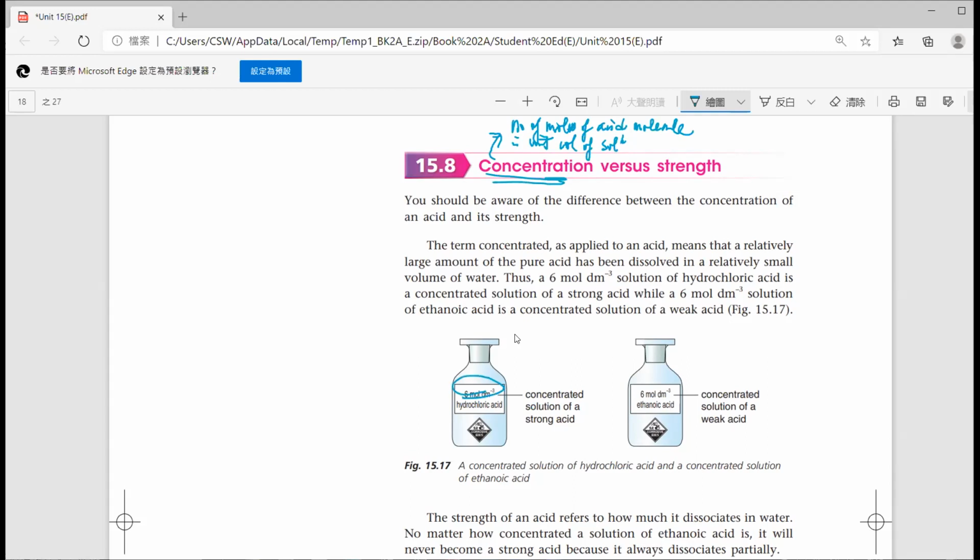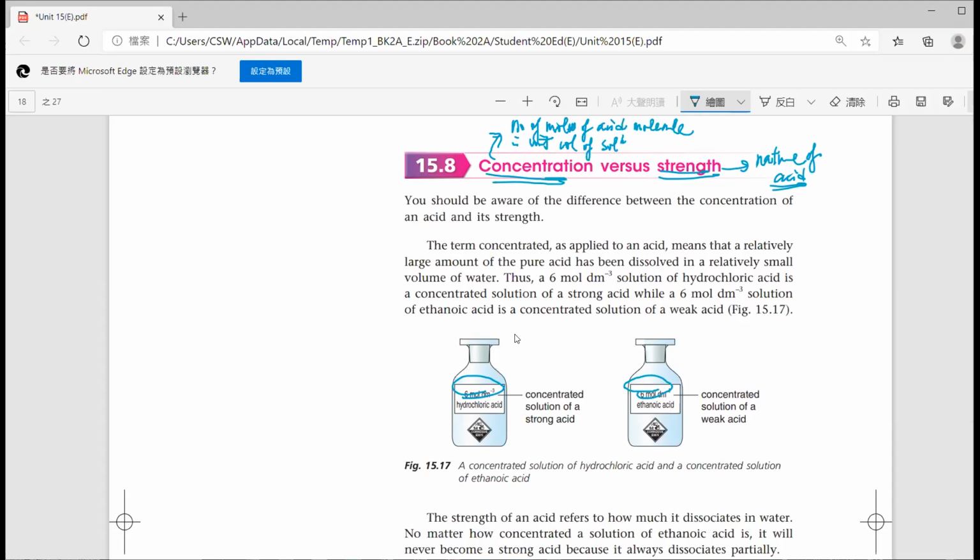So you may see that data, right? You can do it by dilution. Starting from concentrated acid, you can get acid of various concentrations. How about strength? Strength is not something you can control. It depends on the nature of the acid. So if the acid nature is a strong acid, no matter whether you make it concentrated or dilute, it is still a strong acid. And the same thing applies when it is a weak acid.